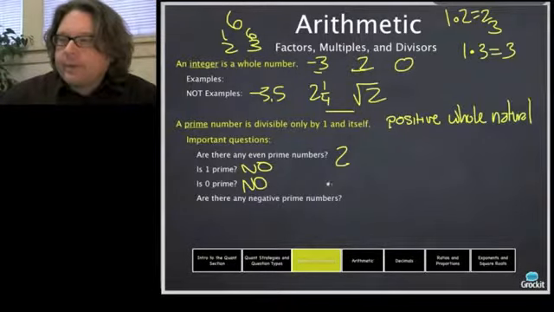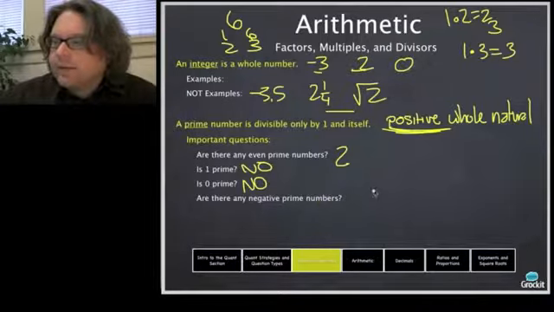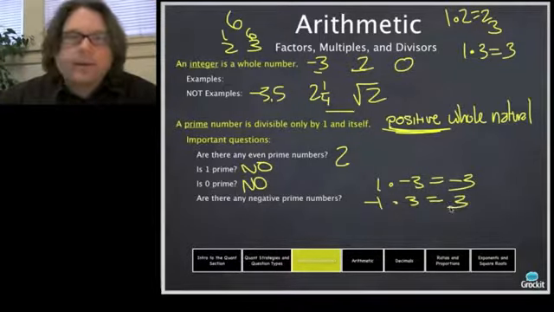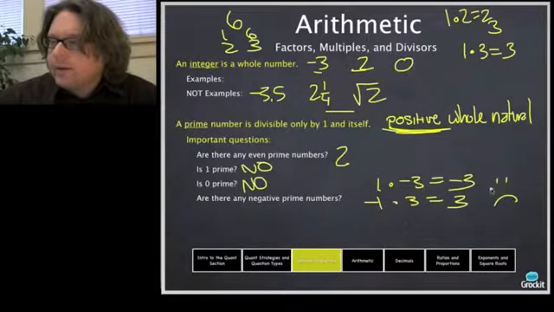Are there any negative prime numbers? No. Remember, part of our definition is that they're positive. Even a number like -3, you can multiply 1 times -3 equals -3, or -1 times 3 equals -3. So if you want to even introduce the idea of being able to multiply other things together to give you -3, it still has more than 2 factors. So no, there are no negative prime numbers.